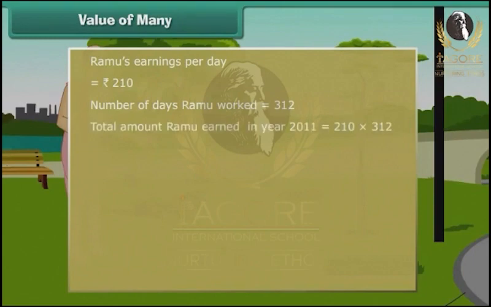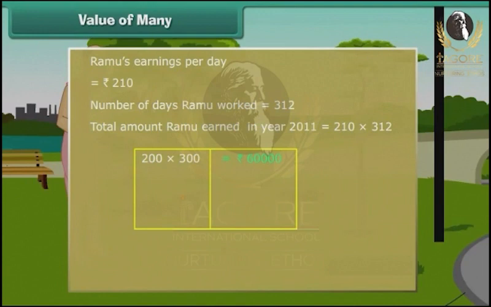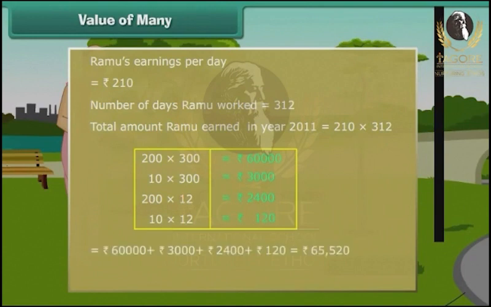Total amount Ramu earned in year 2011 is 210 into 312. Let us break the multiplication into 4 steps. First, we multiply 200 and 300. Then 10 and 300. Then 200 and 12. Then 10 and 12. Now we add up the products to get 65,520 rupees. Therefore, Ramu earned 65,520 rupees in year 2011.